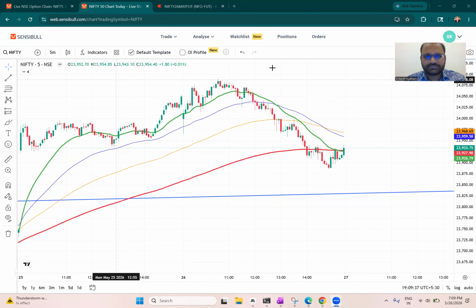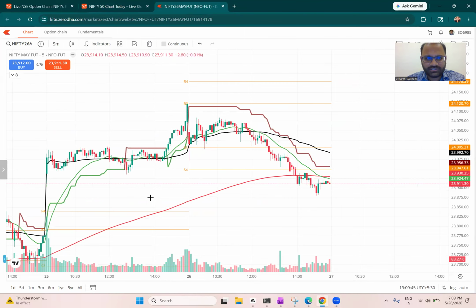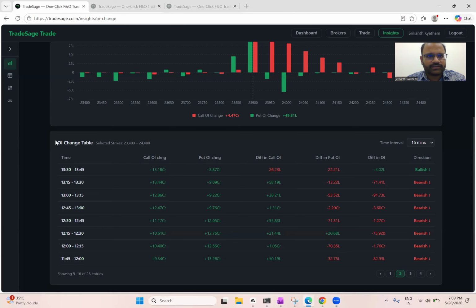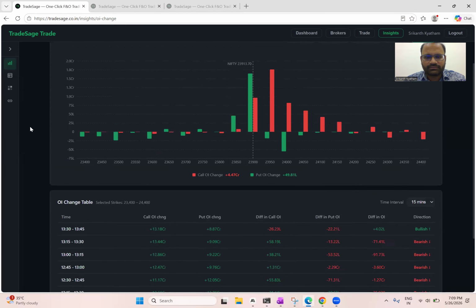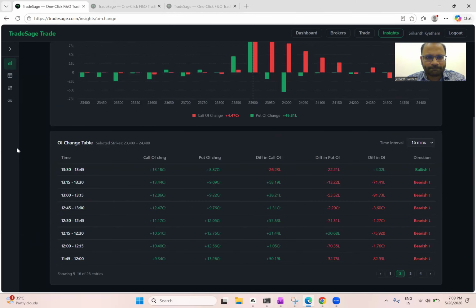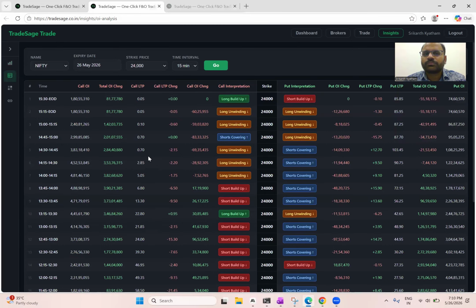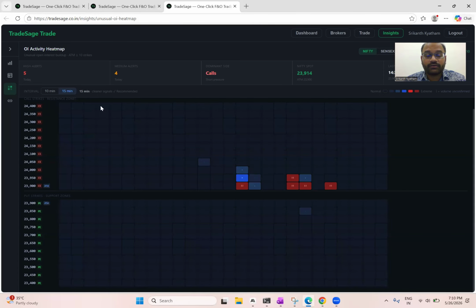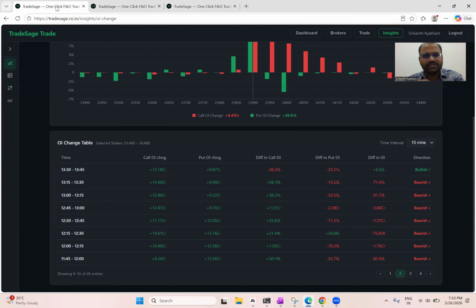So this is the Nifty spot chart. I'll also explain what these indicators are. This is the Nifty futures chart, the Nifty May futures chart. I'll also look at the OI data. This is the OI change data, and this is a combination of OI as well as price data for any particular strike. And this is the OI unusual activity heat map. I'll explain everything about what this is.